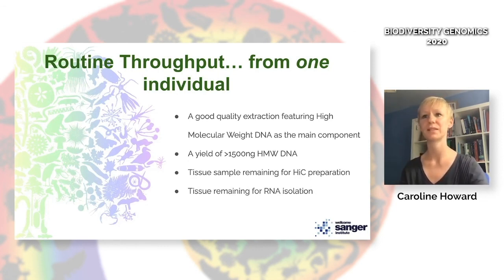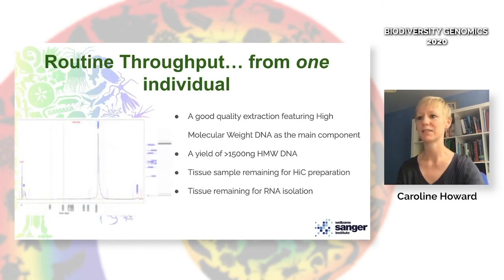So as you can imagine, when the individual is extremely large, this isn't an issue for us, but as the size of the individual or the organism reduces, this can become quite difficult for us. Here I've just given an example of the type of quality DNA that we would be looking for. So this is a Femto profile from one of our extractions. You can see that there's very little low molecular weight DNA here at the bottom. And we have a very clean, sharp peak here, which is approximately 190 kilobases. That's the type of quality that we'd like to see for all of our samples going through to all of the pipelines.